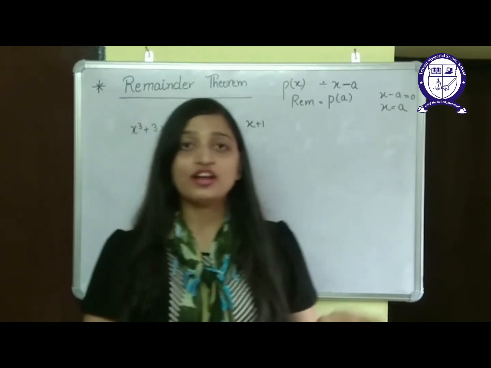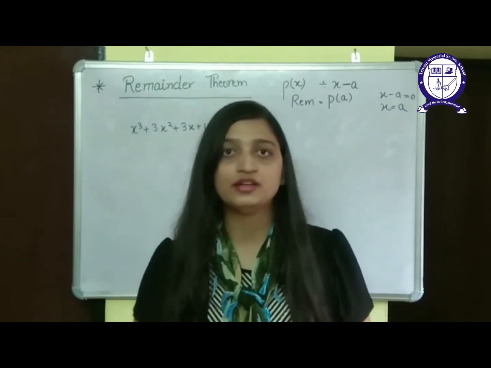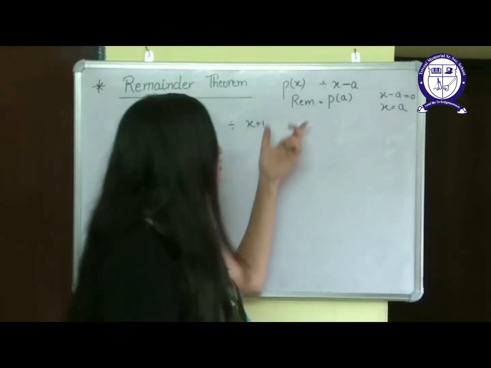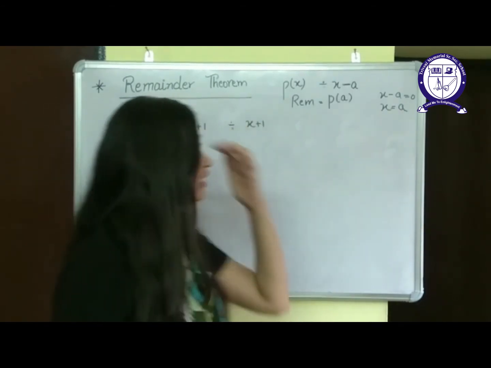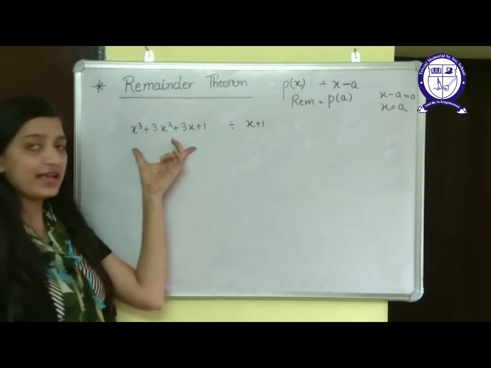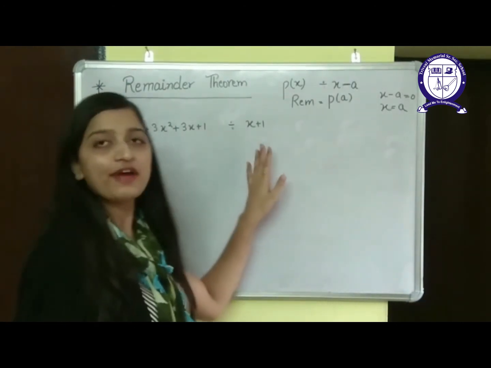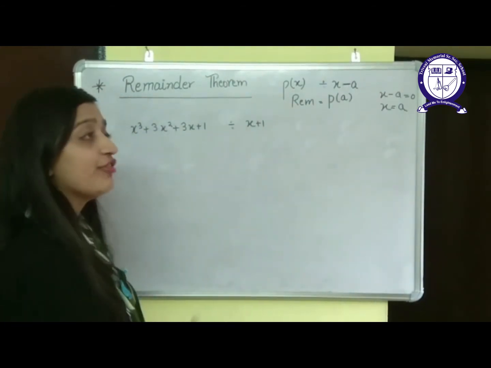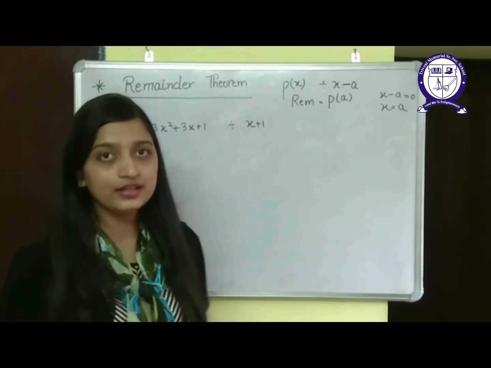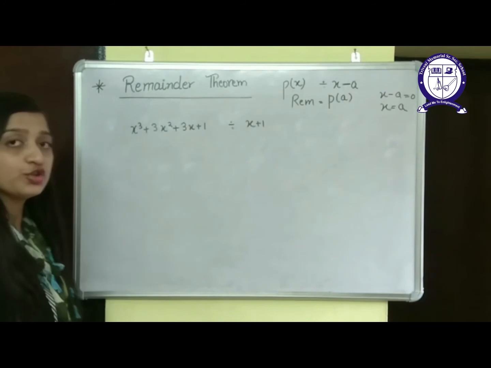So earlier we used to properly divide the polynomial to find the remainder. Now we have a shortcut method to do that. That is our remainder theorem. Now let's do an example. This is my example. x cube plus 3x square plus 3x plus 1 is divided by x plus 1, and we need to find the remainder. So the first method is properly dividing, or you can directly use the remainder theorem. I am going to do both methods.